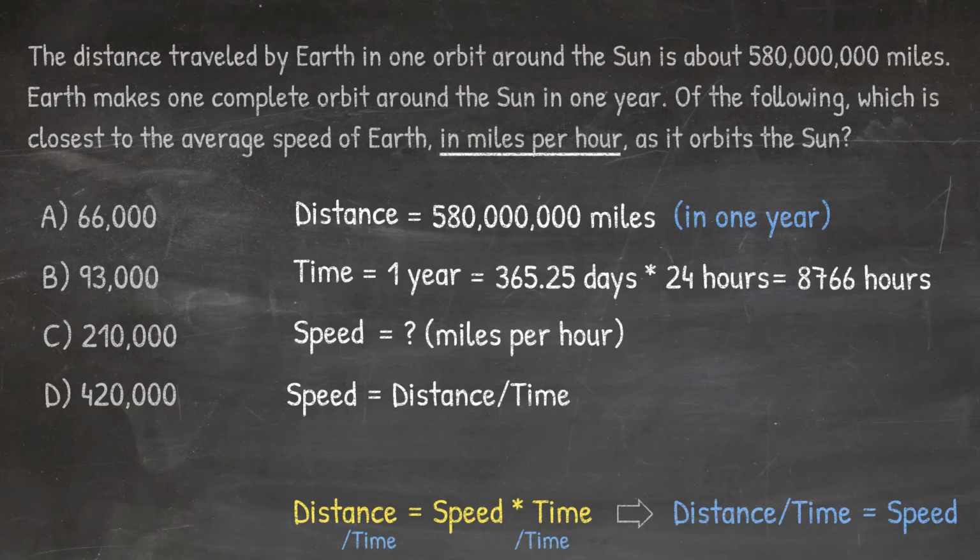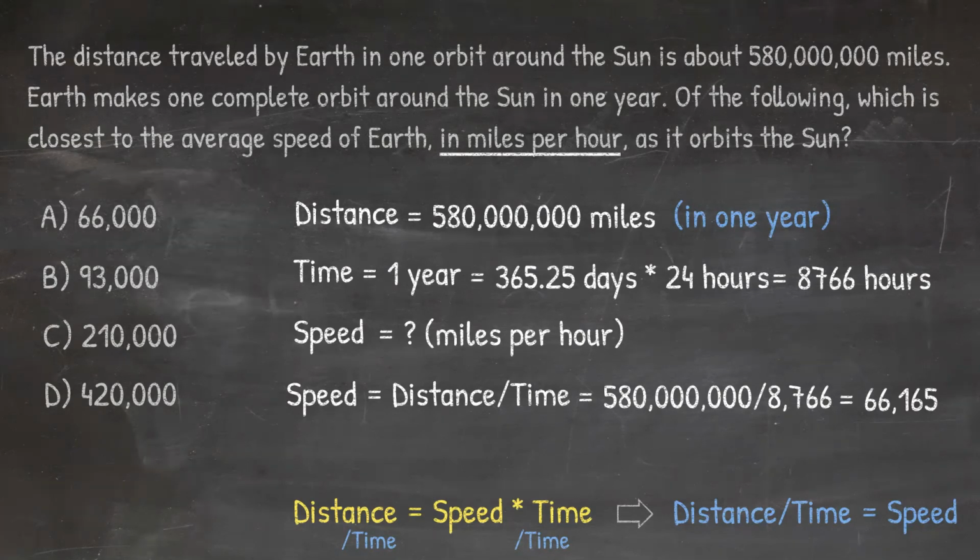Having converted time into hours, we're in a very good shape because distance is measured in miles, time is measured in hours, and our question wants us to indicate speed as in miles per hour terms. And so let's do it. 580 million, which is distance, divided by 8,766 hours. And that gives us the speed of 66,165 miles per hour.